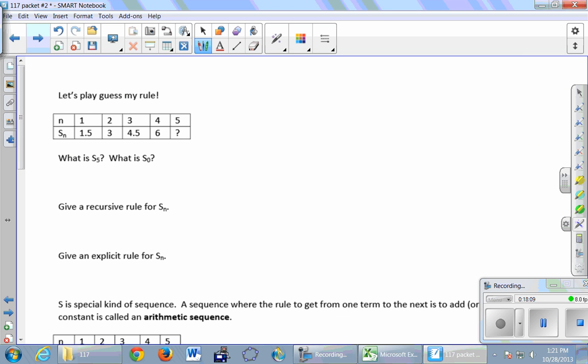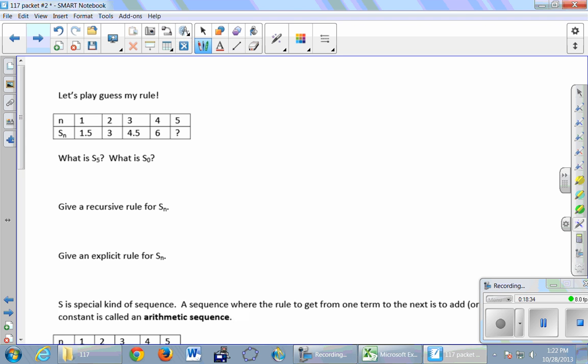Okay, so we're going to play Guess My Rule. It's a good party game. So here's a table of values. We have some n's up there, and then some numbers down here in the bottom. This sequence is not called A. What is this sequence called? S. It's just an arbitrary letter, so don't get hung up on the A or the S. The subscript is the important thing.